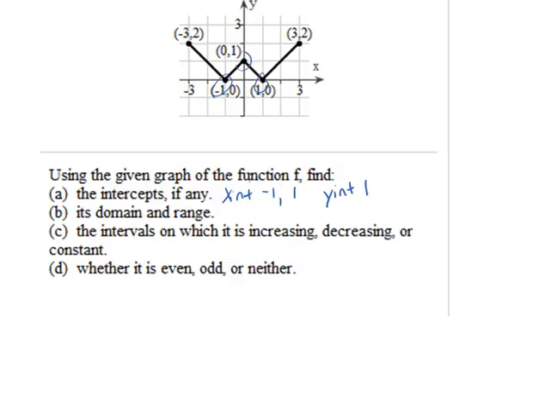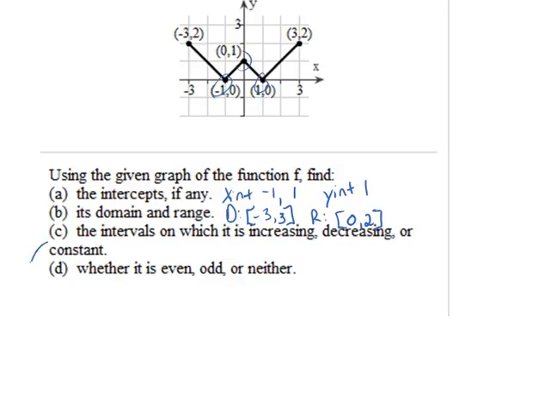Okay, the domain is the smallest x to the largest x. So the smallest x is at -3, and the largest x is at 3. So our domain is -3 to 3. Our range on this problem is the smallest y, which is 0, to the largest y, which is 2. So this is going to be from 0 to 2.